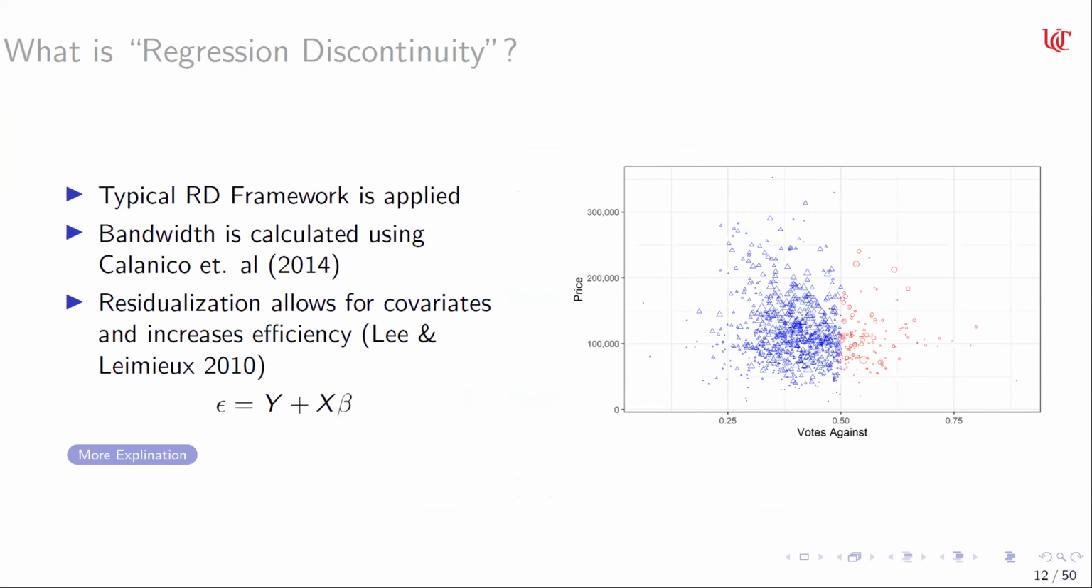So I'm going to use regression discontinuity. So real quick, for those who are unfamiliar, I'm going to go over what that is. Right down here, you can see the votes against. And if you have greater than 50% of votes against, you're going to be considered treated. So I've made you a red bubble over here.